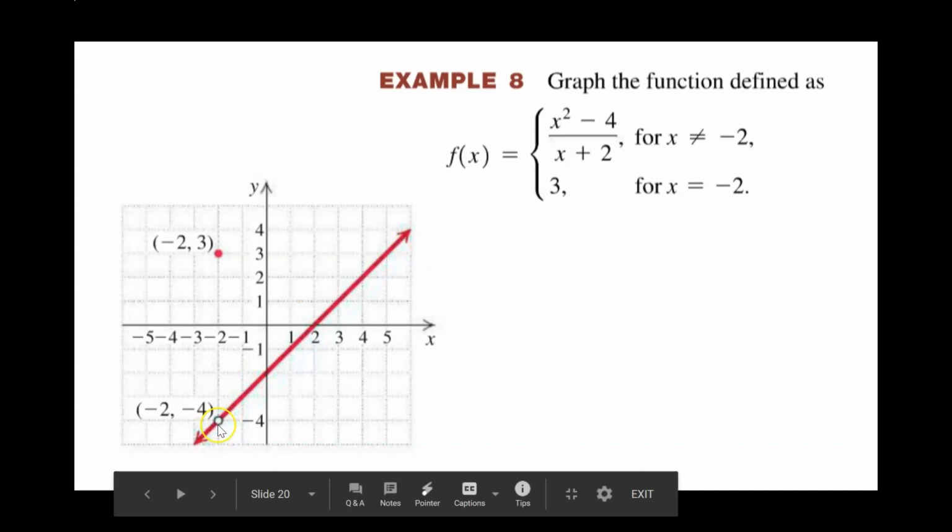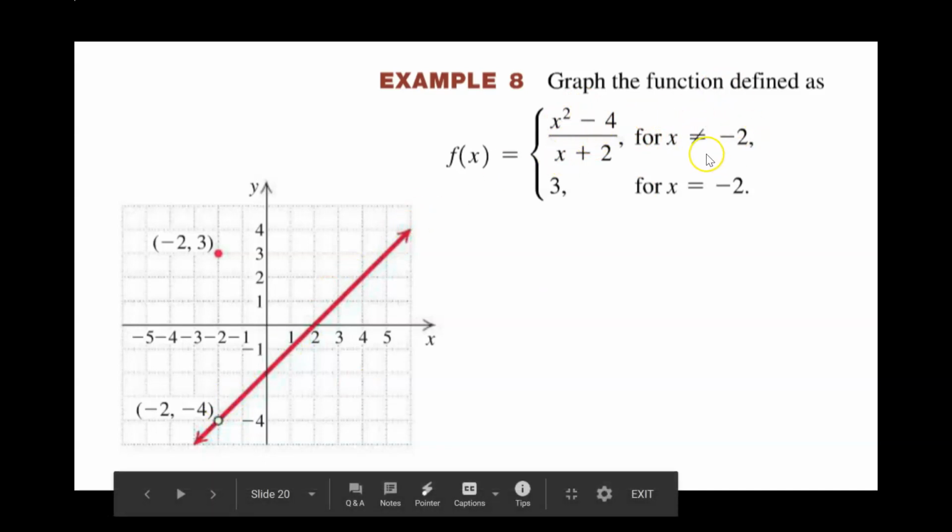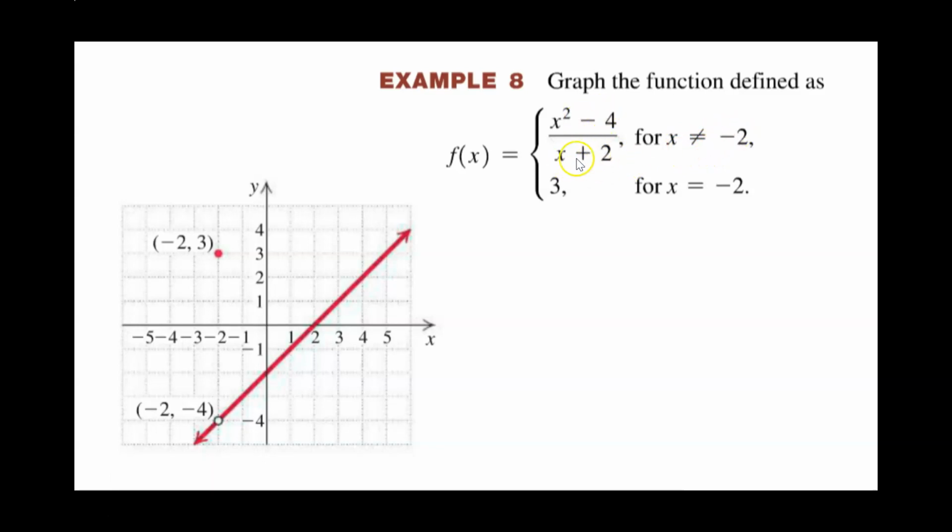However, there is a missing dot here. Why is there a missing dot at -2? This function here is this line, but it cannot equal -2. And why is that? The reason is that if we put -2 in the denominator here, we have a red flag. -2 plus 2 is 0, and you cannot have a 0 in the bottom of a fraction.